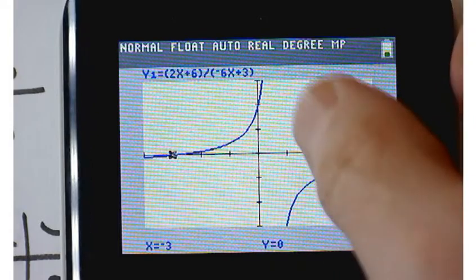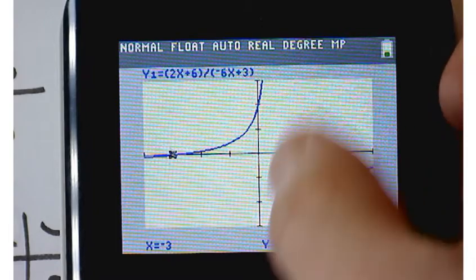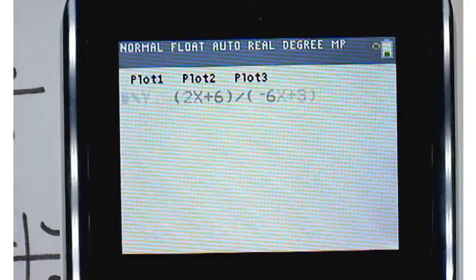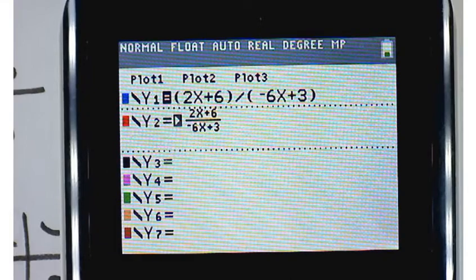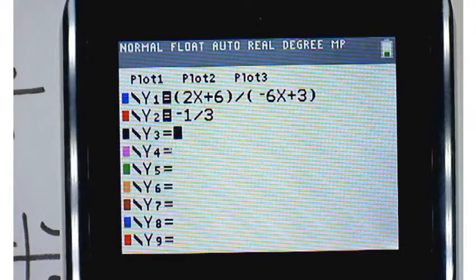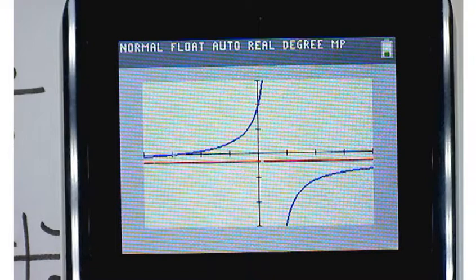X equals 1/2. Now, it's a real pain to try and get the graphing calculator to draw an x equals something. But I can do the horizontal asymptote. So let's add in, I'm just going to clear this one out, y equals -1 divided by 3. My graph should get close to that line. That looks pretty good.